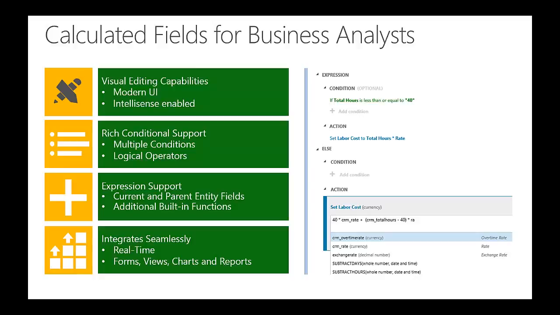Now, the built-in functionalities include, obviously, date and time. We have add days, add months, subtract days, subtract months, and so on. For the strings, you have concat, trim left, and trim right. And the native attribute support, calculated fields can be used obviously in forms, charts, grids, and views. And like I mentioned, it's seamless.